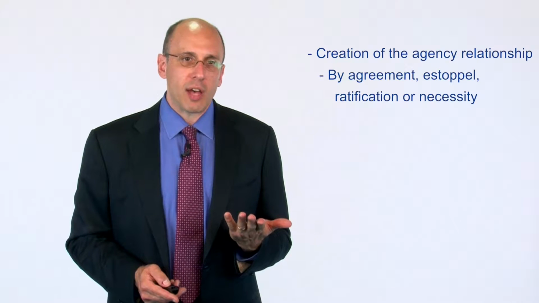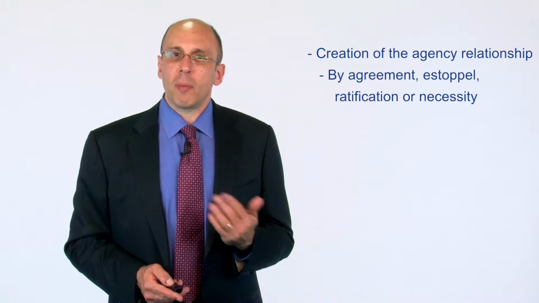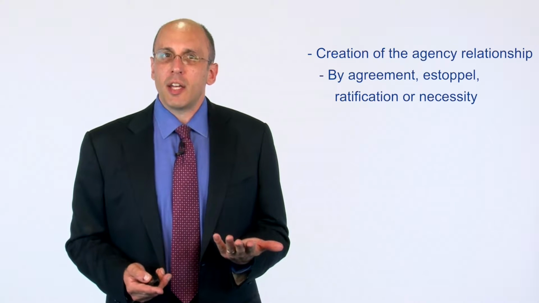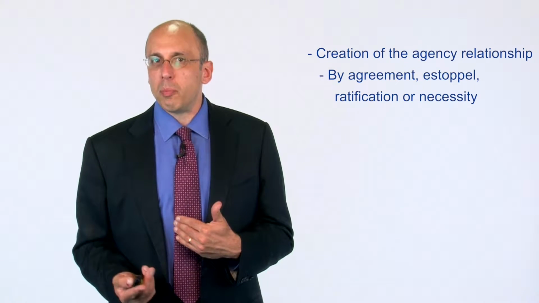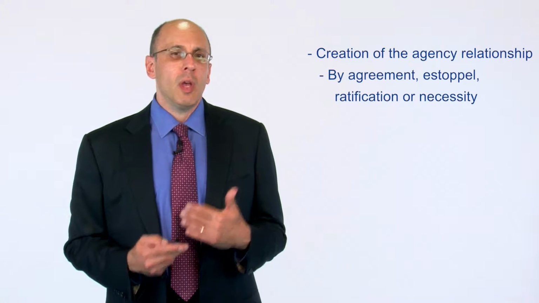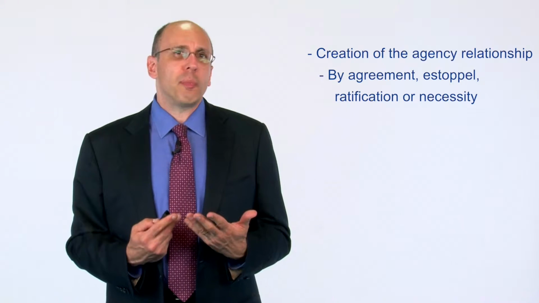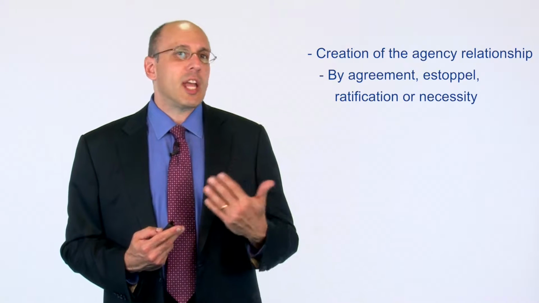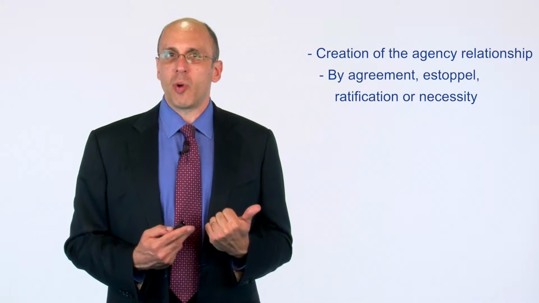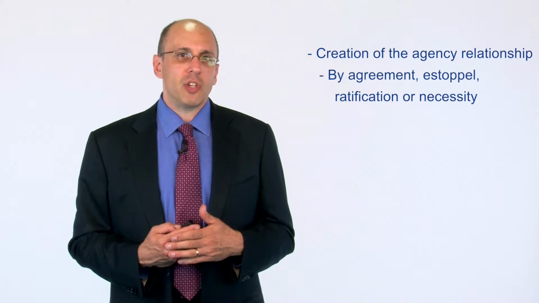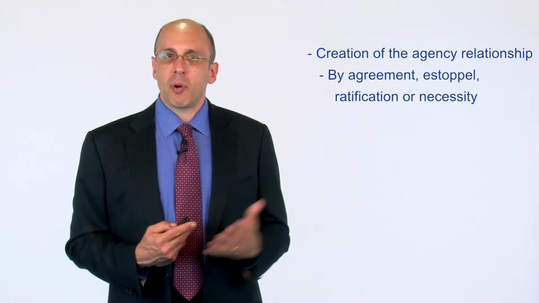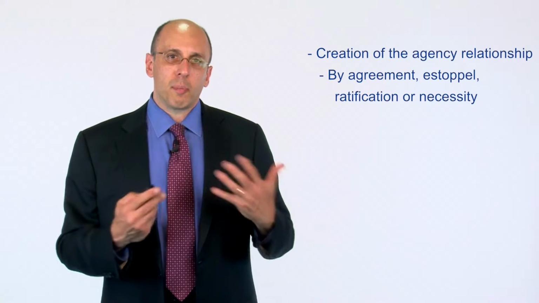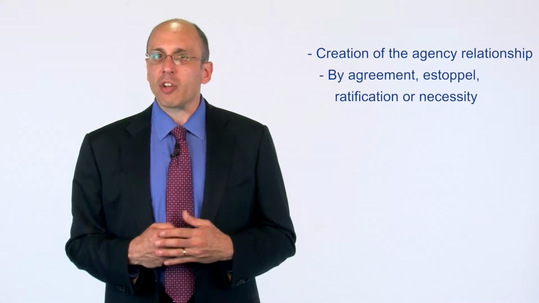If I ask you to do something on my behalf, you are my agent with regard to that particular task. And an agency relationship can be created by an express agreement, but it could be an implied agreement, it could be an oral agreement, it could be a written agreement. An agency relationship can also be created by estoppel, which means the principal indicates to a third party that someone's going to act as her agent. And then that person is deemed to be the agent for the purposes of that particular transaction.